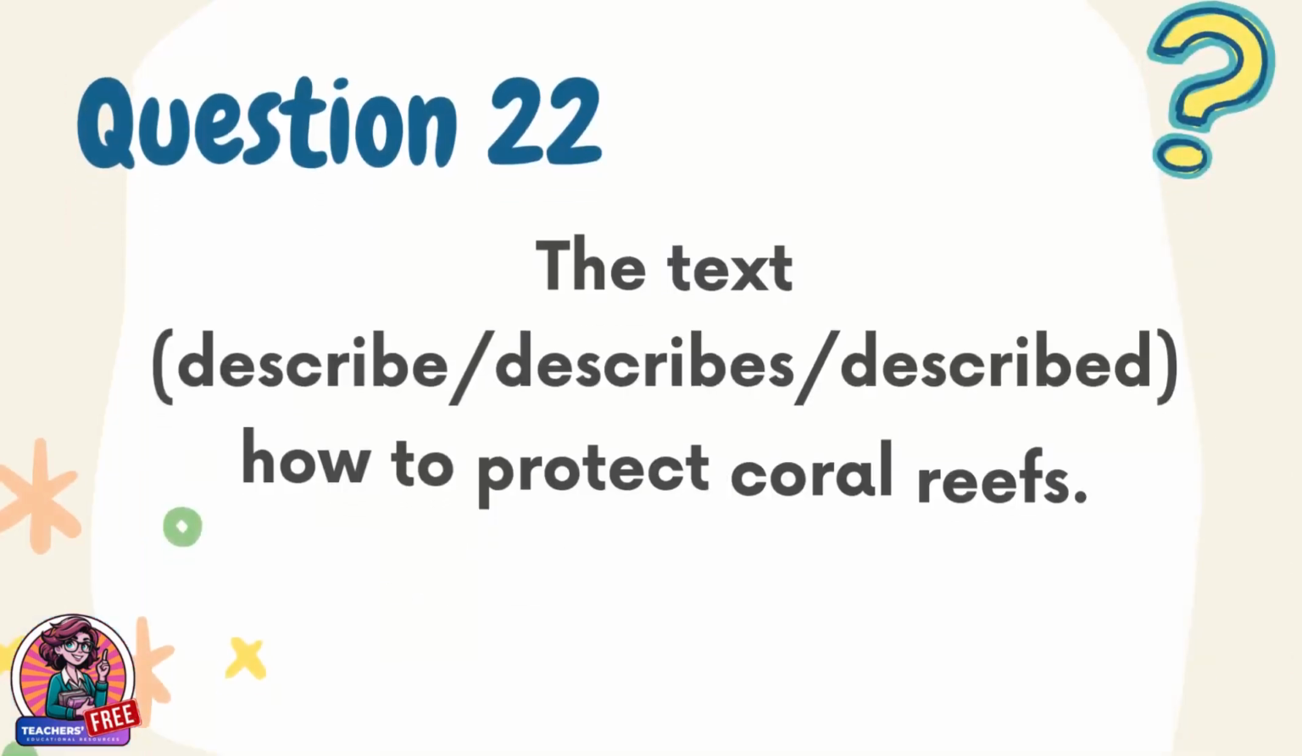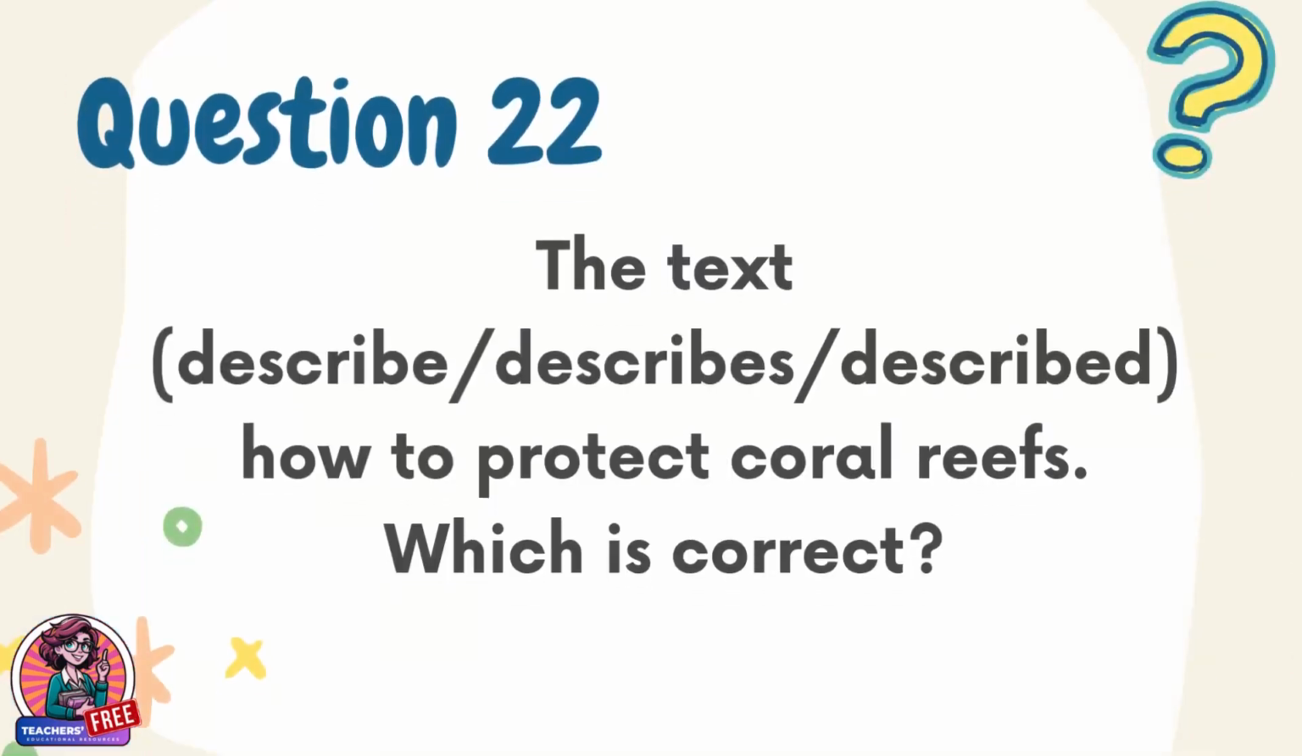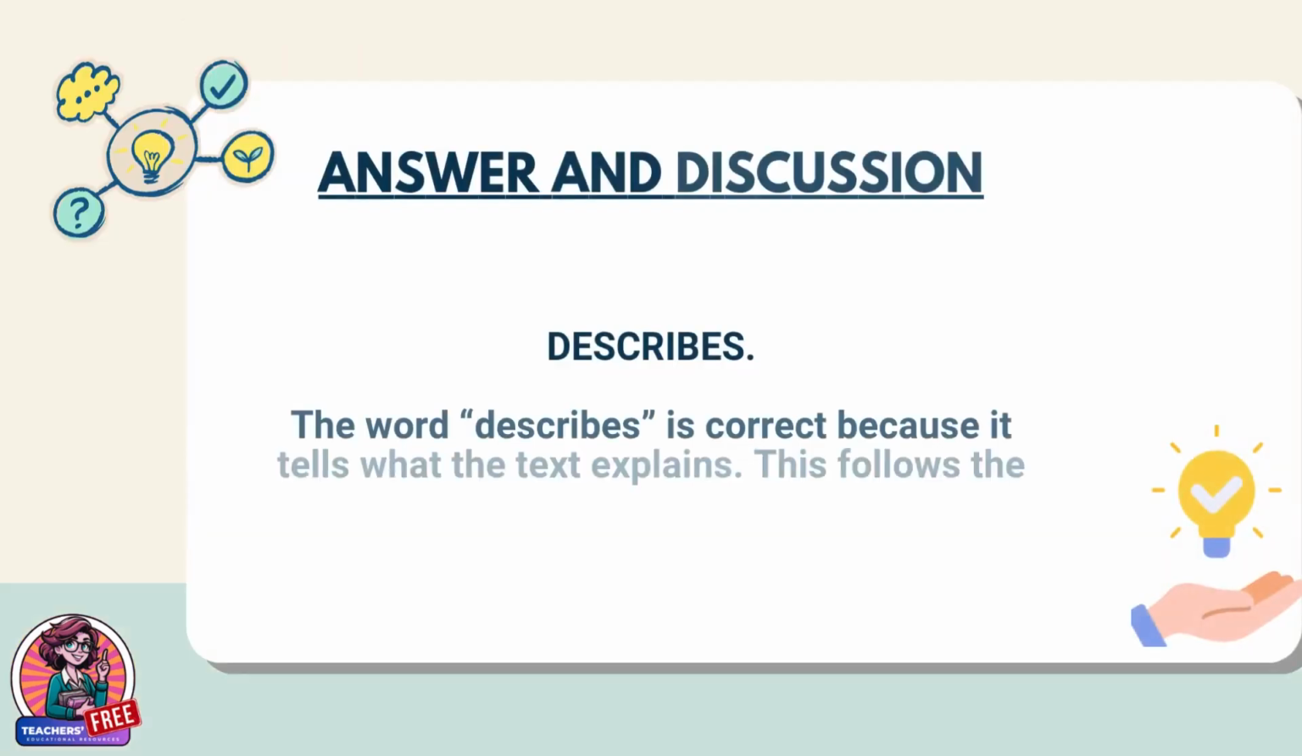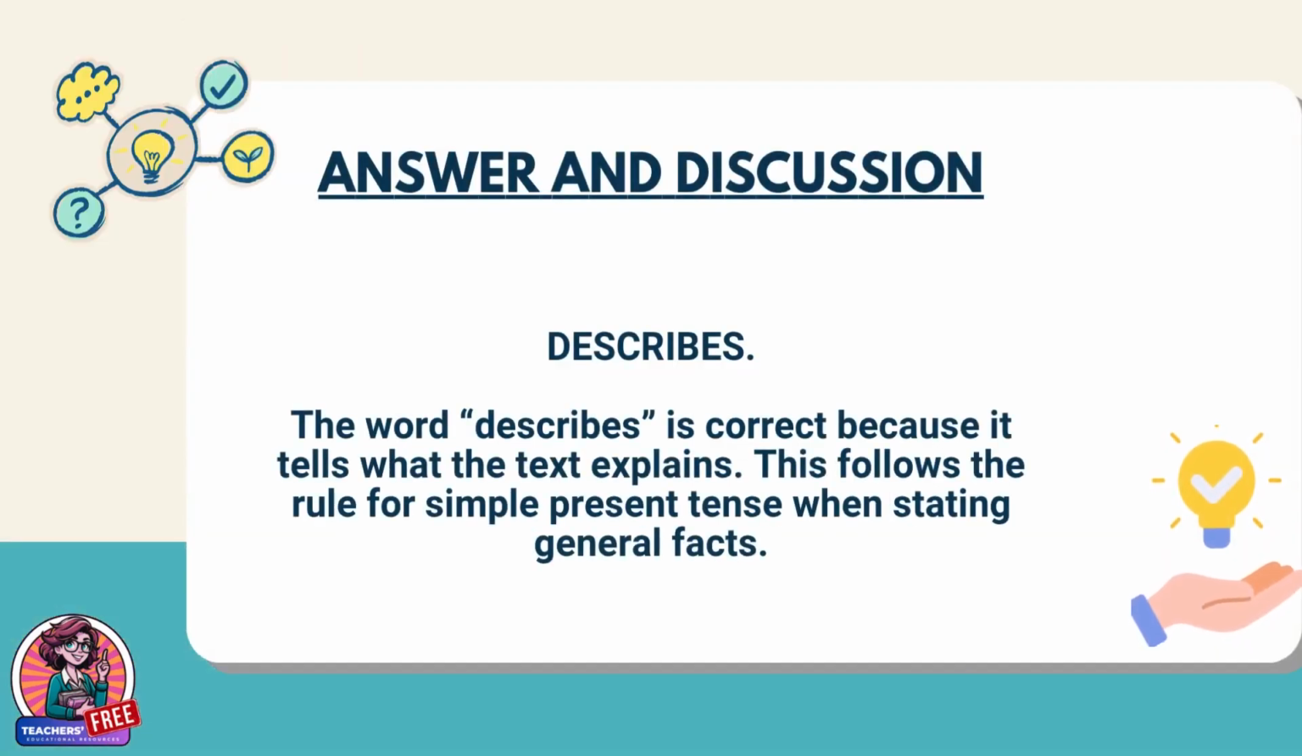Question 22. The text describe, describes, described how to protect coral reefs. Which is correct? Answer: describes. The word describes is correct because it tells what the text explains. This follows the rule for simple present tense when stating general facts.